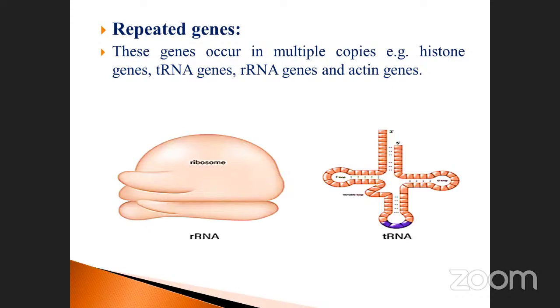rRNA is nothing but the ribosomal RNA. It has two subunits, a large subunit and a small subunit. It may vary depending upon the organism. Suppose if it is a prokaryote, a 70S ribosome is there.